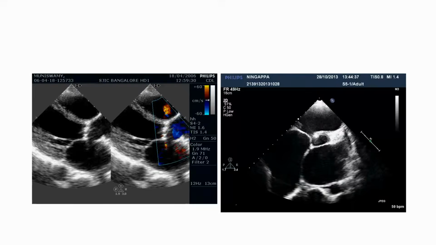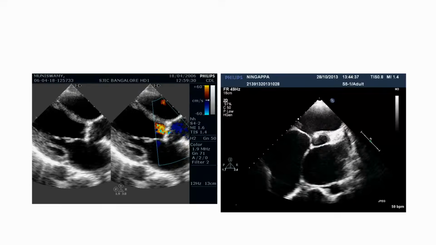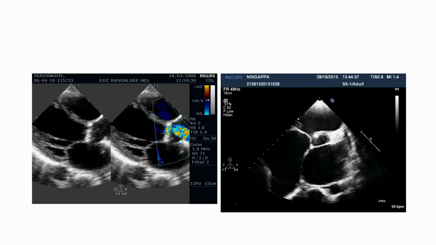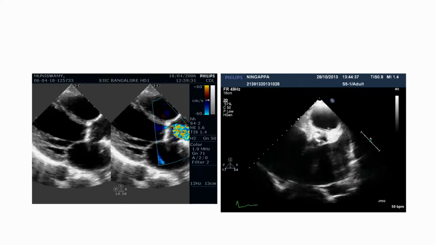Here we can see that the aortic leaflets are thickened. To assess the severity of aortic stenosis, we mainly make use of the parasternal long axis view and the apical 5-chamber view. These are the two important views. Here we can see the aortic leaflets are thickened, and there is forward turbulence, suggesting restricted mobility of the aortic valve. When this is there, we should suspect severe aortic stenosis.